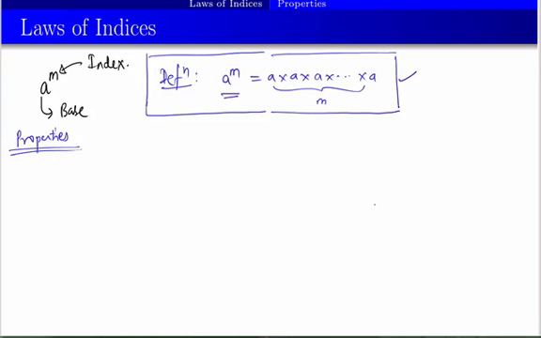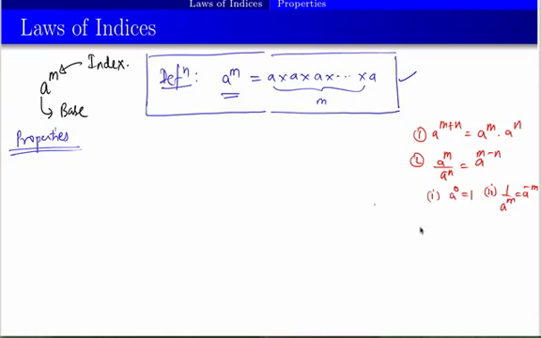So the first property we saw was a raised to m plus n is equal to a raised to m into a raised to n. Second property was a raised to m upon a raised to n is equal to a raised to m minus n. Then the third property was, rather they were the special properties of the previous one. A raised to 0 is 1, and the second property was 1 by a raised to m is equal to a raised to minus m. Third property is what we will see.